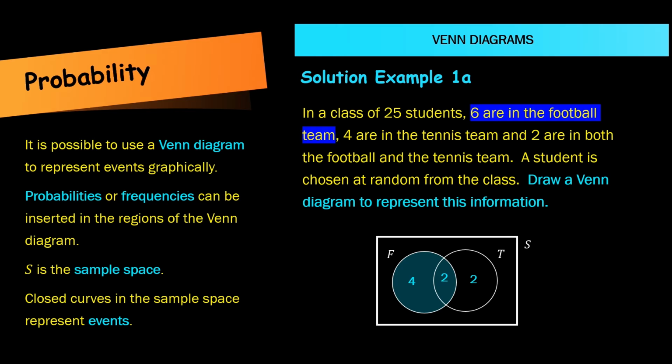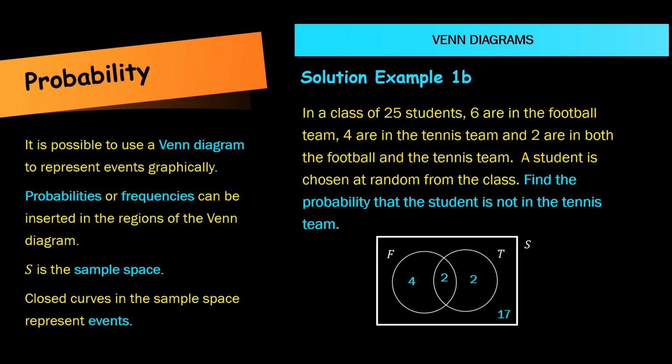And 6 students are in the football team, so as we already have a 2 in the football area, we put a 4 in the other area which does not intersect with the tennis area. So we have 6 altogether in this circle. And of course we know that there are 25 students, so because we have 8 altogether in the football and tennis circles, that means there are 17 left over, which go in the sample space but don't go in the football or tennis circles.